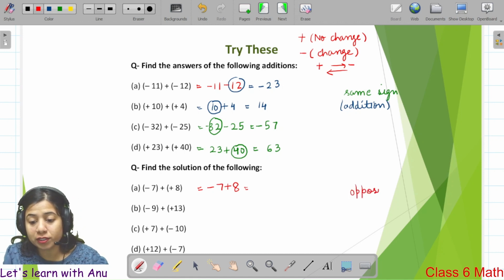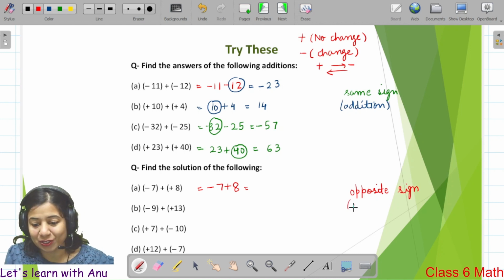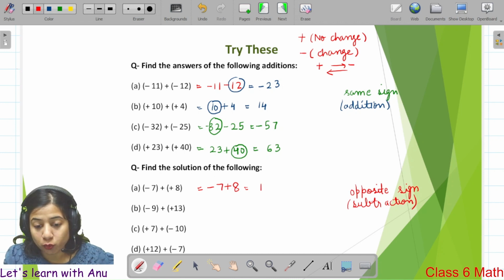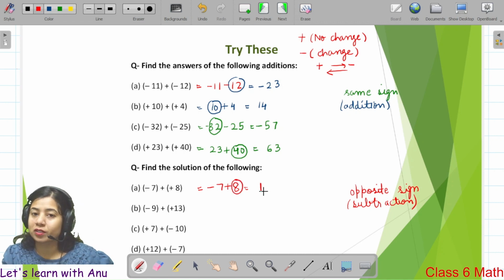If we have opposite signs, what happens, class? Subtraction. And the sign rule remains the same, that the sign will always come off the bigger integer. So here 8 minus 7 is 1. The sign will come off the bigger integer. 8 is bigger, so it's positive 1.